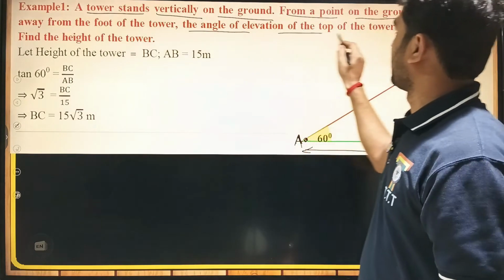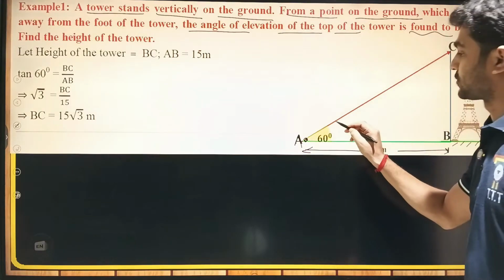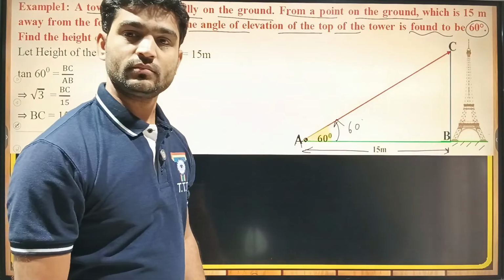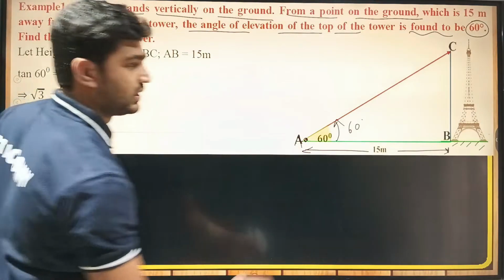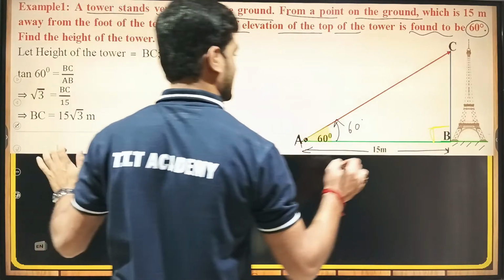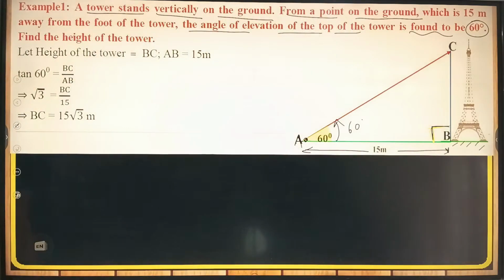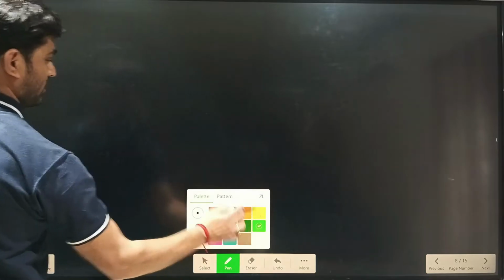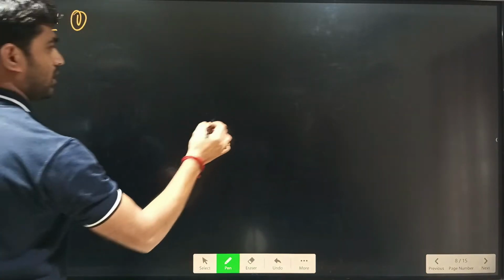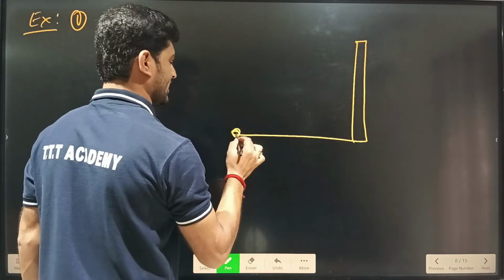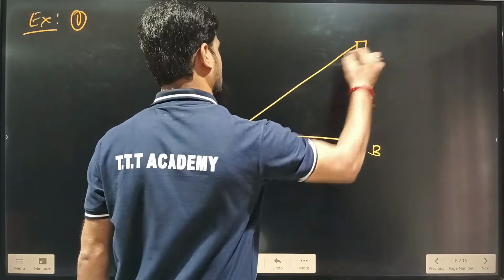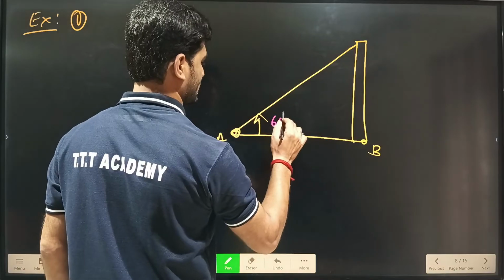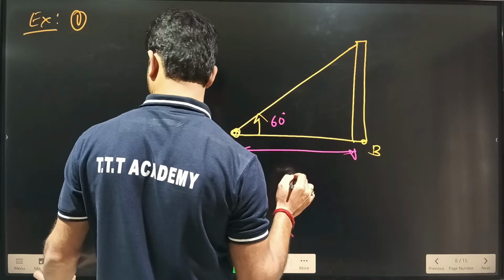The angle of elevation of the top of the tower is found to be 60 degrees. Looking in this direction toward the top of the tower, that is 60 degrees. Now, dear students, it becomes a simple right angle triangle, with the right angle at point B. In example 1, this is the height of the tower, and the person is standing at point A, and this point is B. The angle of elevation is 60 degrees, and from this point to this point, what is the distance?